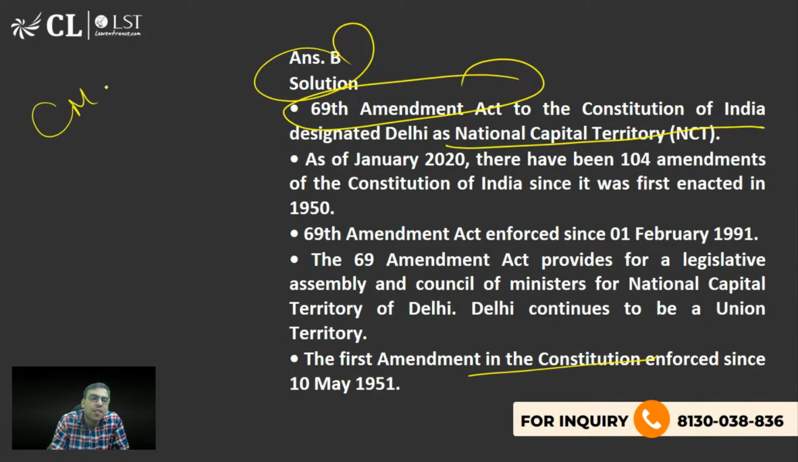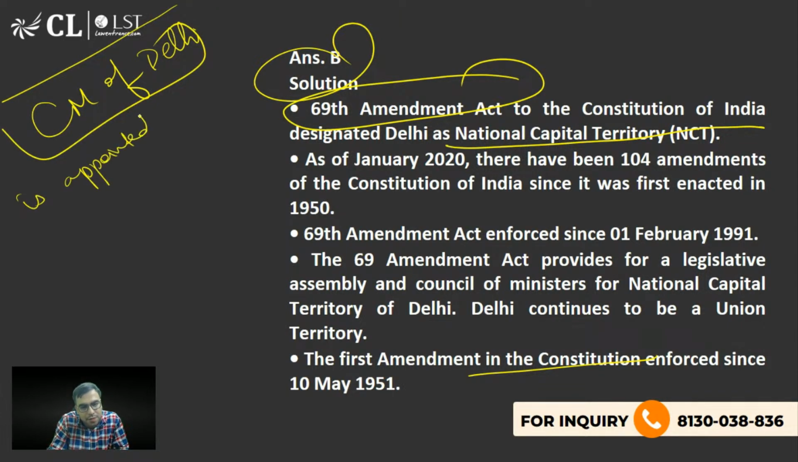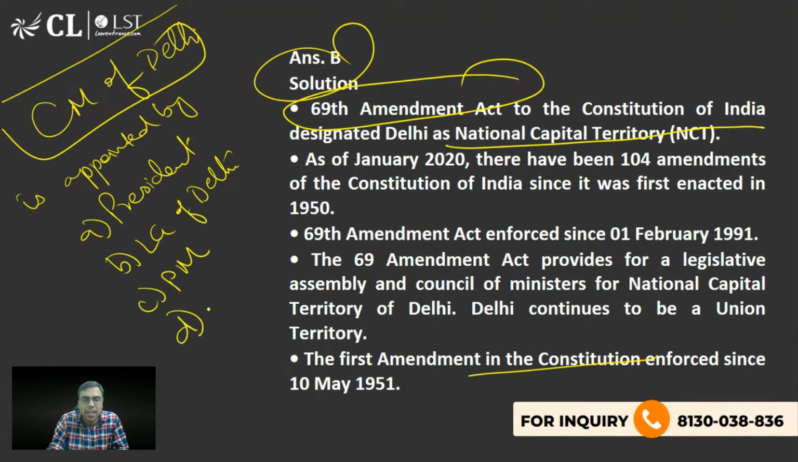Accha, ek cheez poochenge, the Chief Minister of Delhi, since recently Delhi elections were in the news, is appointed by: A, President of India, B, Lieutenant Governor of Delhi, C, Prime Minister of India, or D, Chief Justice of India. What is the right answer? Not Rekha Sharma, Rekha Gupta naam unka. CM of Delhi is appointed by whom? Aur abhi recently elections hua tha isliye puch sakte hain. It is appointed by the President because it is a union territory. States mein hota hai governor appoint karte hain, theek hai? Because union territory means it is governed by the center.